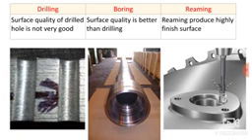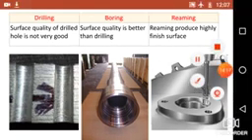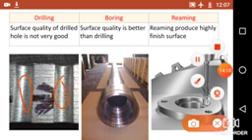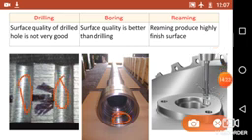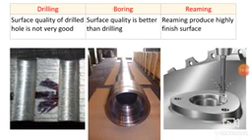Then the second point, that is boring. Surface quality is better than drilling. So here with this first and second diagram, it can be clear. Here in the first diagram you can see the surface quality is very poor, whereas in second diagram you can see the surface quality is better as compared to your drilling operation, right?